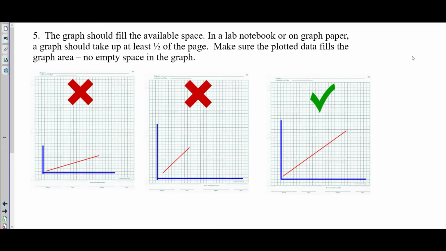So for example, this first graph, you would see me draw this, meaning expand it. The second one, we want to make sure that the graph is filled with the data. We don't want empty space. And so you may see a mark like this when I'm grading. The third one on the right here is about half the page, and the data fills the space. Okay. And so that would be an acceptable graph.